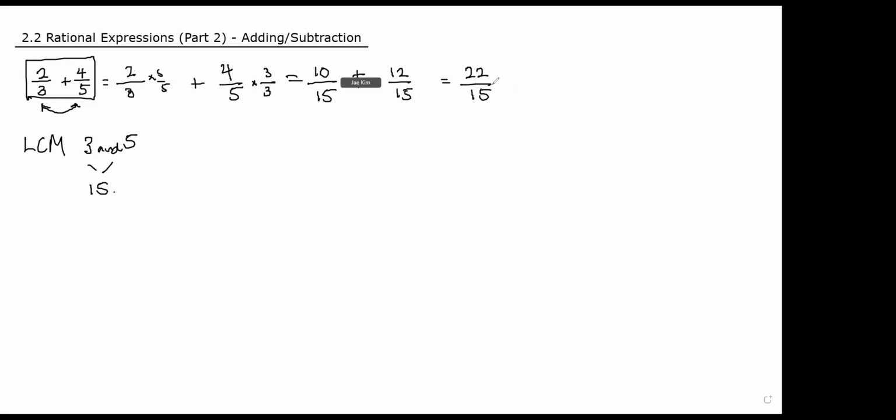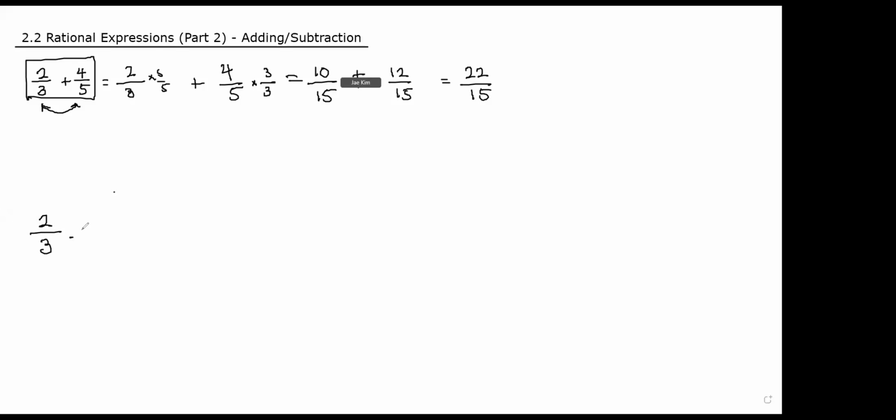Any questions about adding or subtracting fractions? 10 seconds. Going once, going twice. Okay.